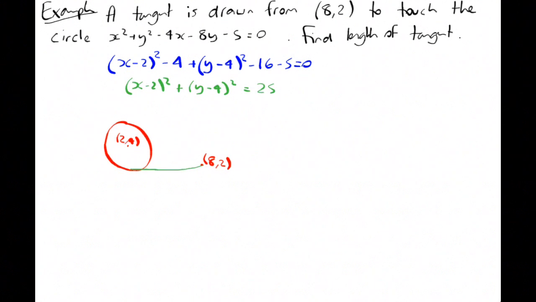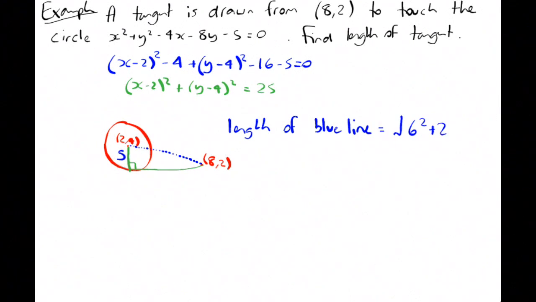What we know is that the tangent touches the circle, and from the point where it touches to the centre, they're perpendicular, because the tangent and the normal of the circle are perpendicular. We know the radius of the circle is 5. We can draw that dotted line in there. We can actually work out the length of that blue line. The length of the blue line is going to be the change in x, 6 squared, plus the change in y, 2 squared, add them together, square root. That tells me the length of the blue line is root 40.